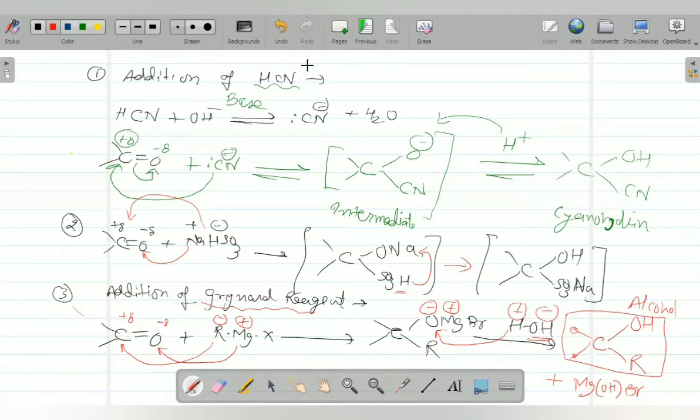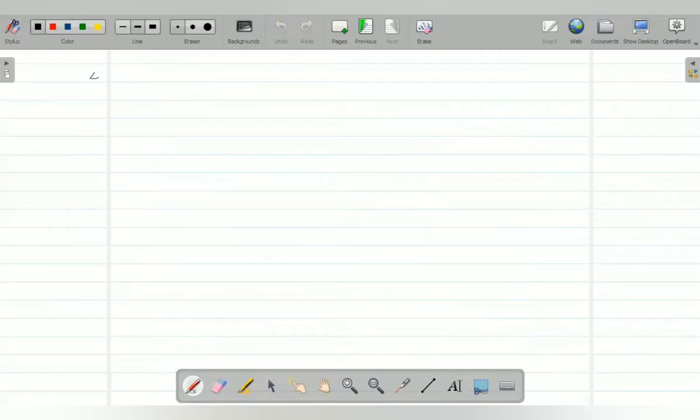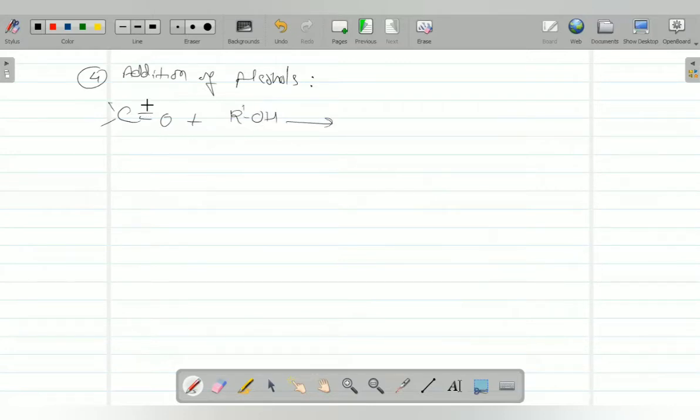Now, number 4, addition of alcohols. So very easy. Take C double bond O and take one alcohol, like R' OH. Same mechanism, plus and minus. This is delta negative, delta positive. Here H is plus and OR' is minus.